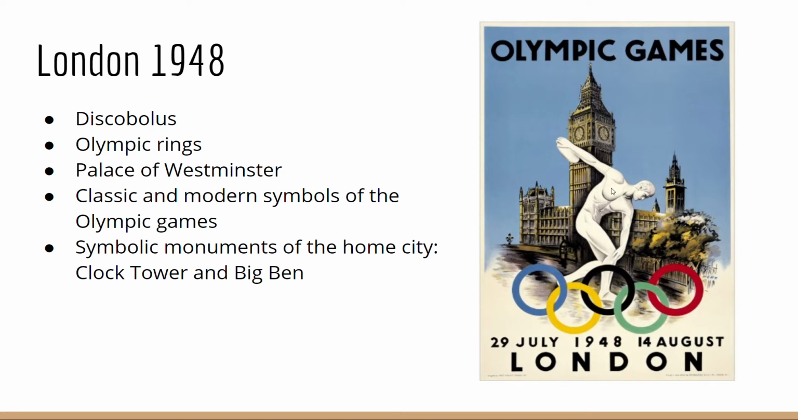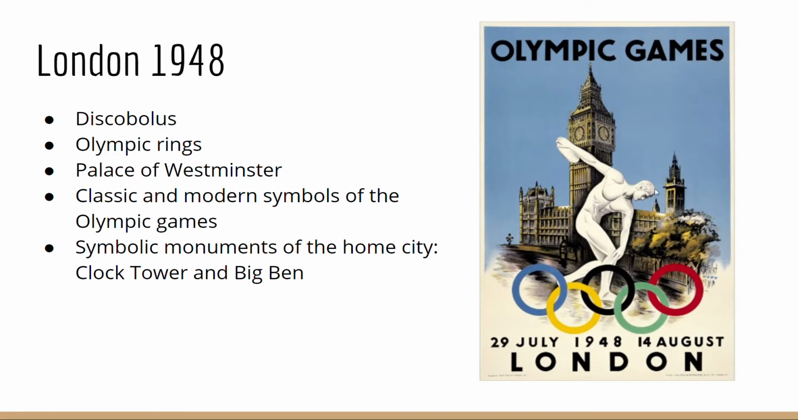We also see the Discobolus. This is a famous ancient statue made by the Greeks more than 2,000 years ago. And it happens that this statue is held in London, in a museum in London. So that's why for this Olympics, the English put Discobolus on the front. And behind him, we can see the Palace of Westminster and two symbols of London, the Clock Tower and Big Ben.